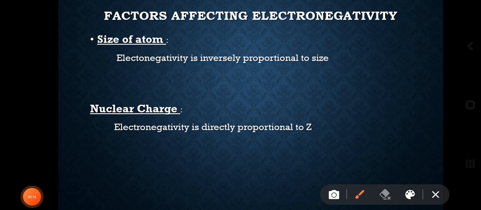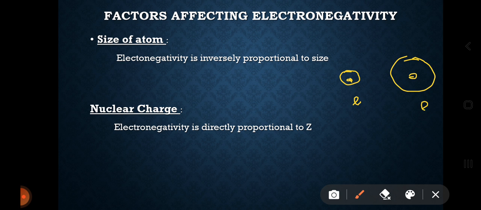Now let us look into some of the factors which affect electronegativity. One is the size of the atom. I have mentioned here electronegativity is inversely proportional to the size. Now consider two atoms, one of smaller size, another of bigger size. Both atoms have the nucleus in the center. Now take one electron here, let another electron be here. Two electrons are present, and you have one smaller sized atom and another larger sized atom.